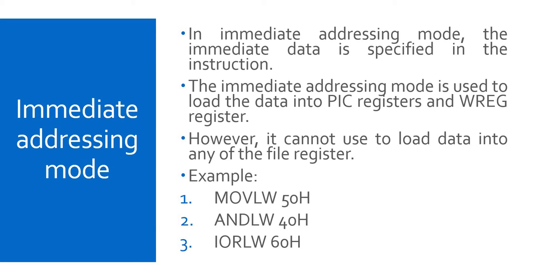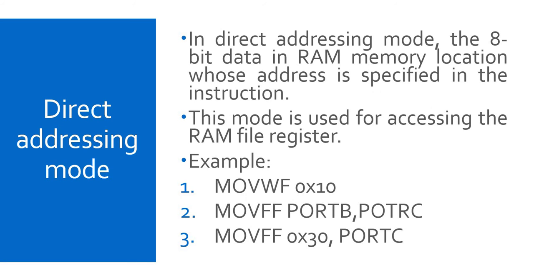So the immediate addressing mode is used to load the data into PIC registers and working registers. Here I have given you examples of moving data into the working register. Then you have ANDLW, a logical AND operation with the contents of the working register and 40 hex value. Similarly, you have IORLW, performing a logical IOR with the value 60H and the content of the working register. The next is your direct addressing mode.